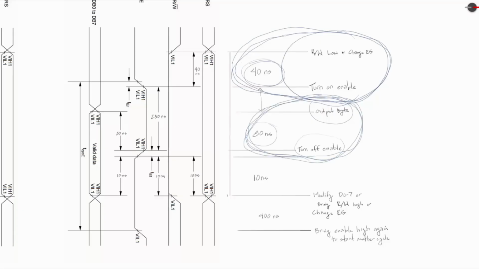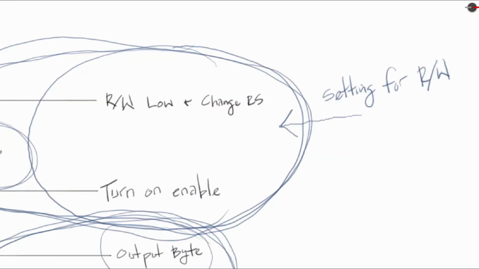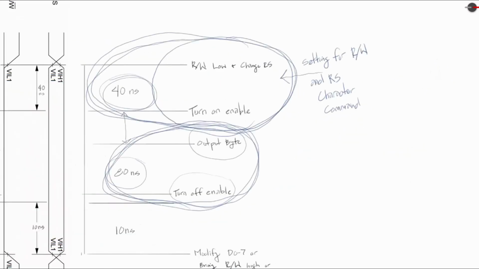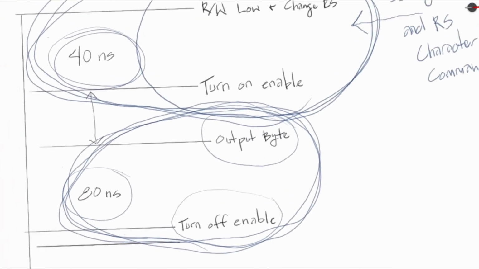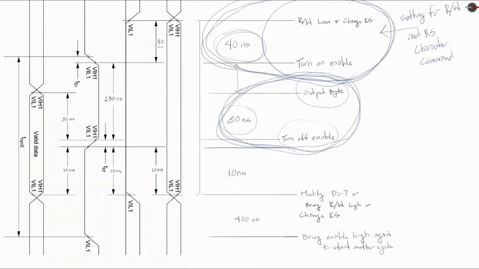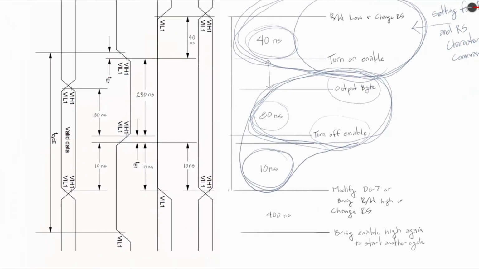So this one will be setting the read write, setting for read or write, and register select for character or command. In the next one, we'll be outputting the byte and simply turning off the enable. Now I'm going to also add this 10 nanoseconds in this function as well. So we definitely need to wait 10 nanoseconds until we do any more modification with the data pins or modifying the read write and register select.